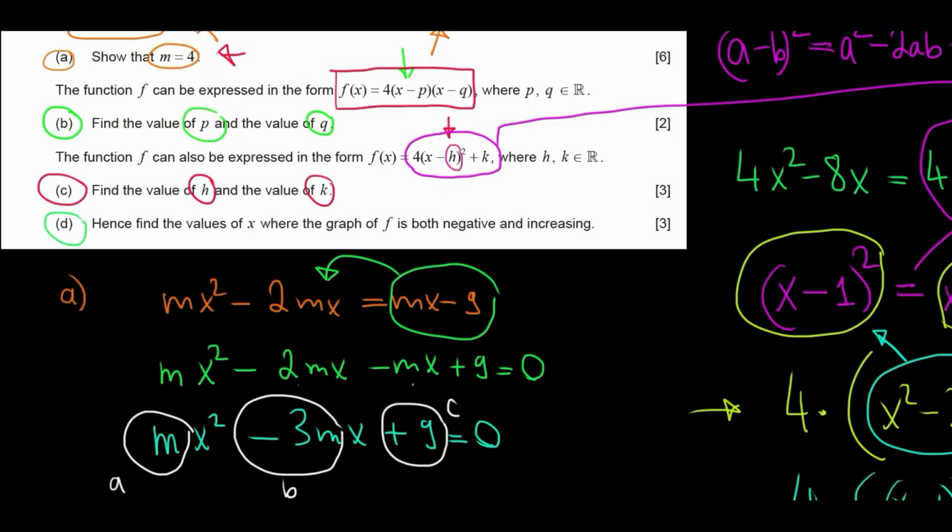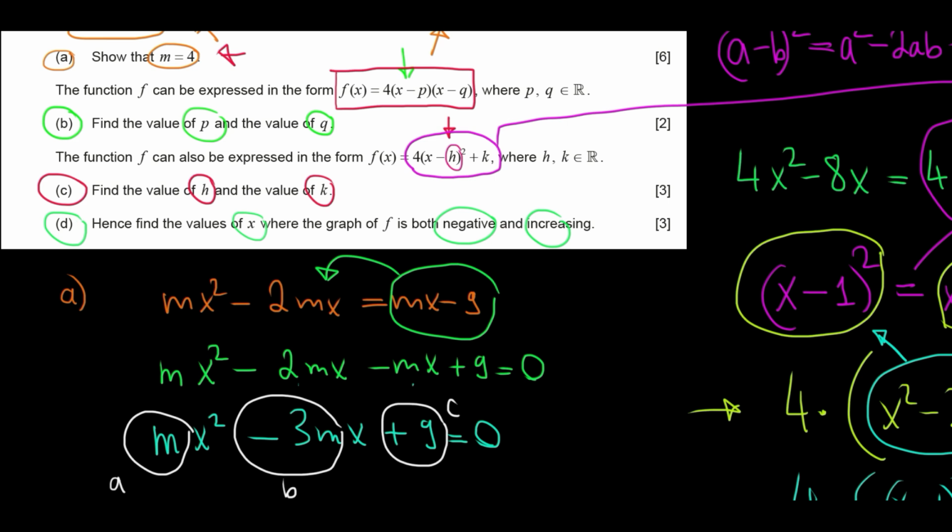So in question D, we have to find the values of x where the function or the graph of f is both negative and increasing. Okay, first of all, remember we're still dealing with a quadratic function. And when it comes to the quadratic function, given we don't have access to a graph calculator, we have to make sense of the graph ourselves. I will still sketch the graph, and I will show you how you can sketch a graph without having access to a calculator. It's not really that hard.